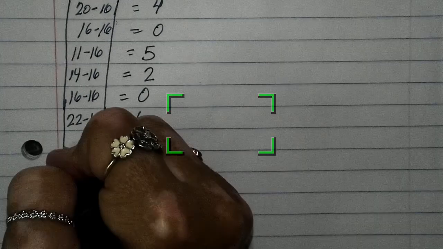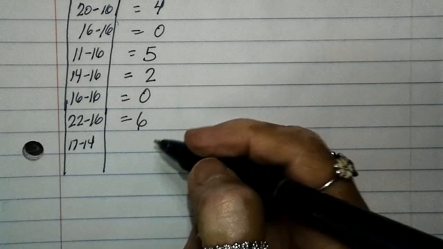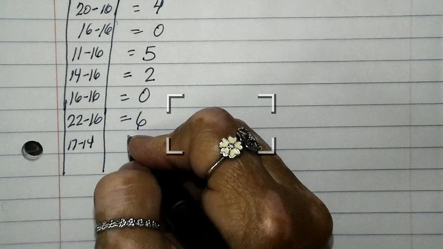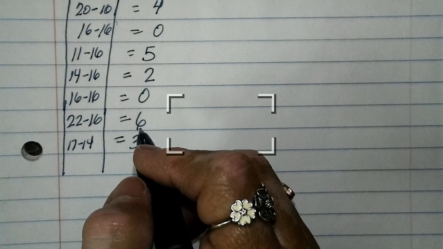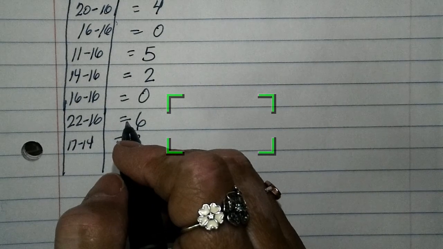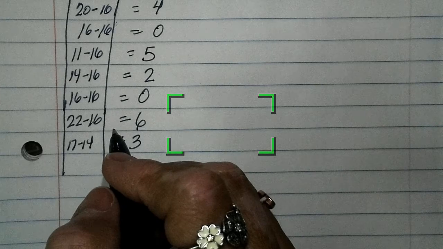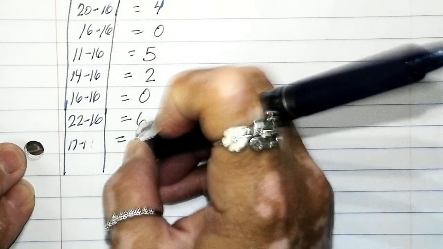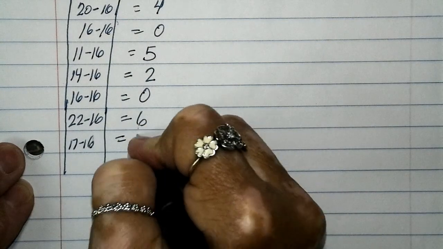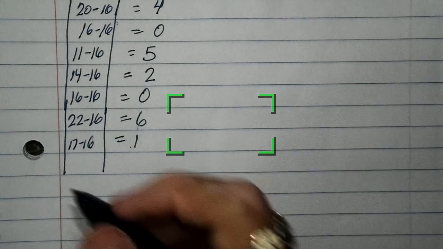Oh, y'all can't even see that. Sorry. 17 minus 14 is 3. Oh, wait, that's not right. 17 minus 16, I don't even know where I got 14. That should be 1. And then 14 minus 16 would give me 2.